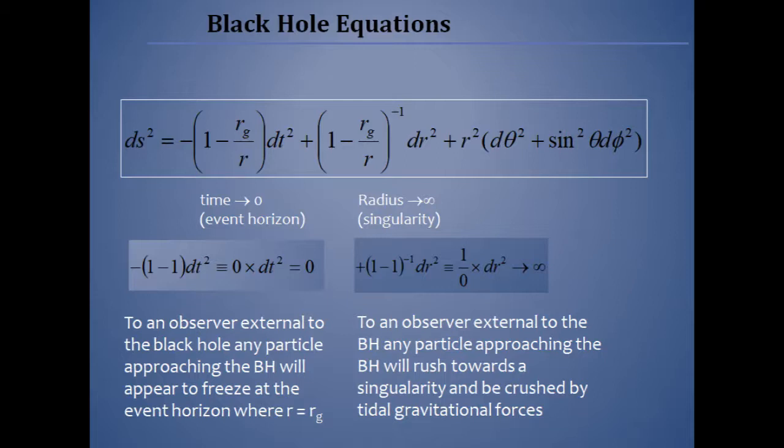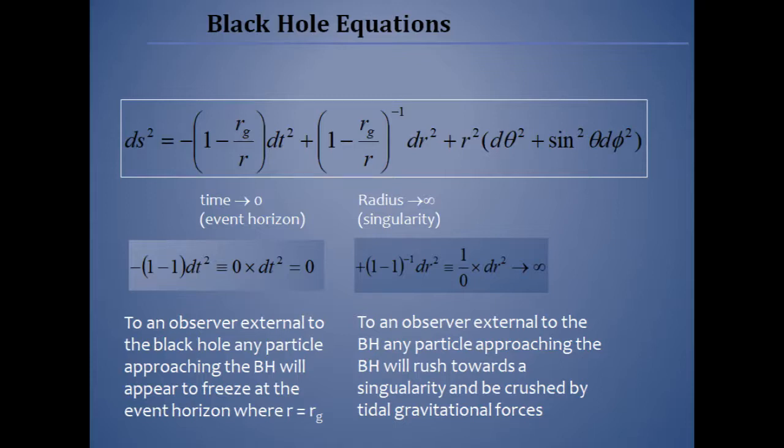What this means in reality is that from the perspective of a distant observer who's watching, say, a spacecraft approaching a black hole, time stops at the event horizon. It doesn't actually stop for the spacecraft, but from the perspective of the distant observer, which is how these equations are written, it does. Let's look at the spatial component.